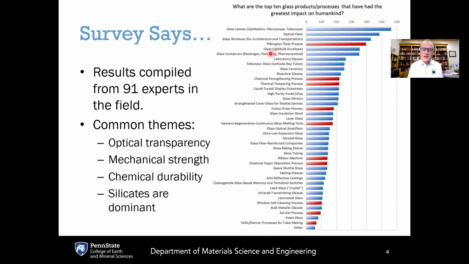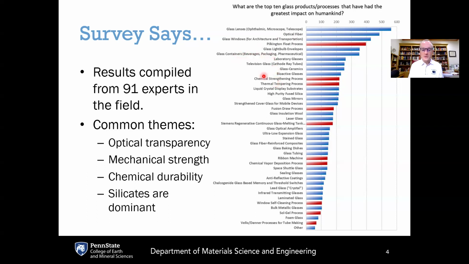Ranked after this is glass light bulb envelopes. So, artificial lighting, bringing it to the masses. The key to that was the ability to make large scale, low cost glass envelopes that could provide a seal to protect the filament of the light bulb from the outside environment. And this is what brought artificial lighting to everyday people. So not just the ultra rich people could have artificial lighting, but everyone could have it. Then there's glass containers, and so on.